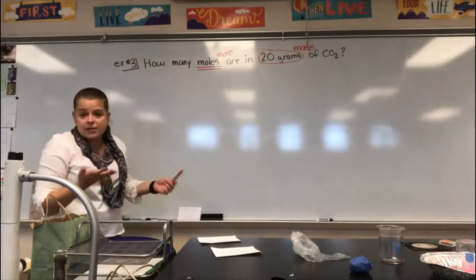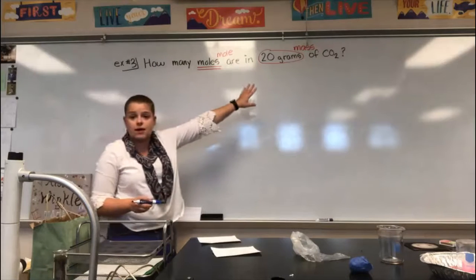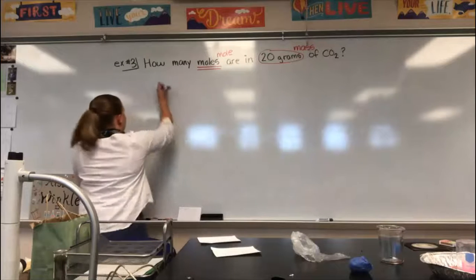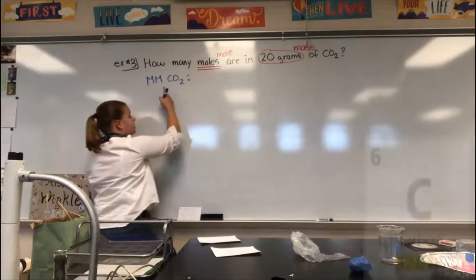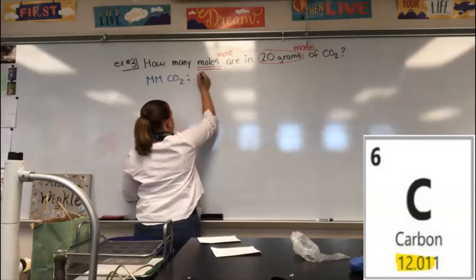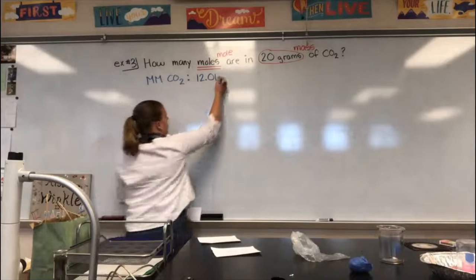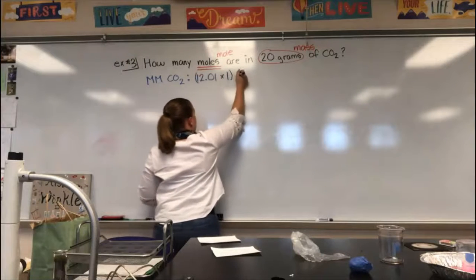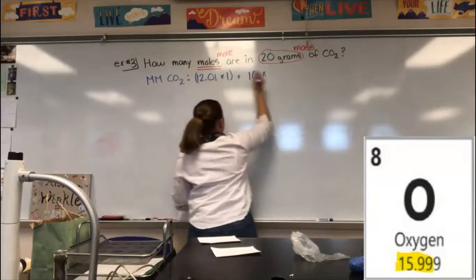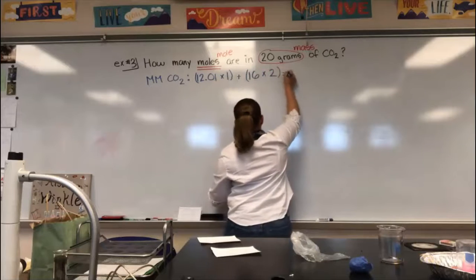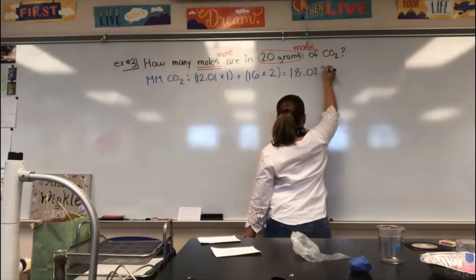Also, if we're associating mass in some way, shape, or form, we need to find the molar mass of that compound. The compound we're talking about is CO2. Let's find that molar mass. The atomic mass of carbon on the periodic table is 12.01. We have one of them in the compound, so we multiply that by 1. The atomic mass of oxygen is 16, and we have 2 of them in the compound. Doing the calculation on your calculator, you get 18.02 grams per mole.